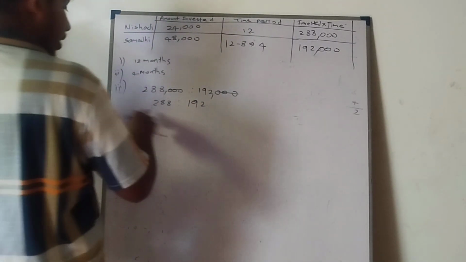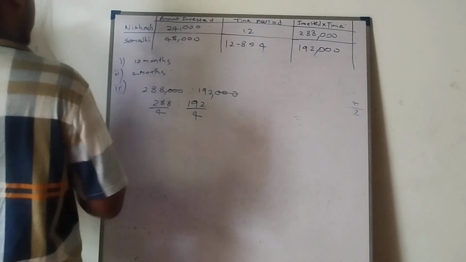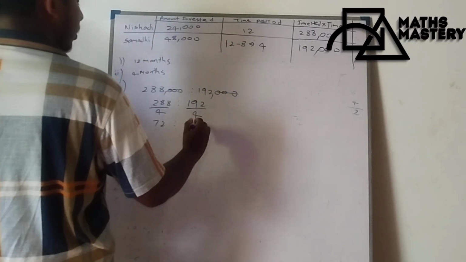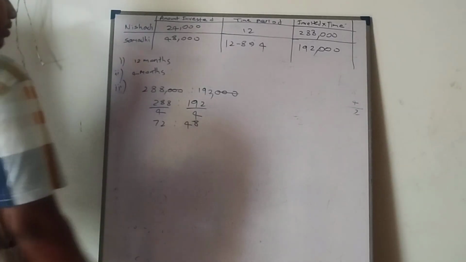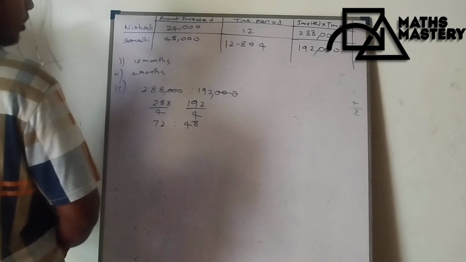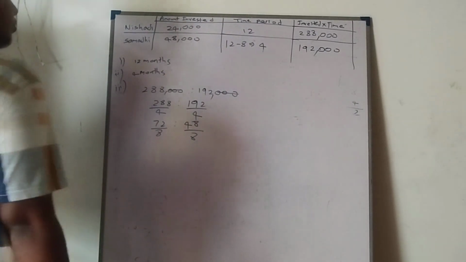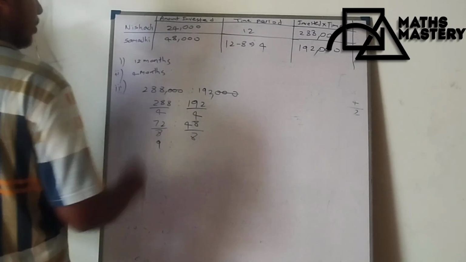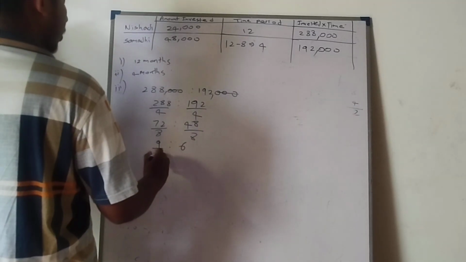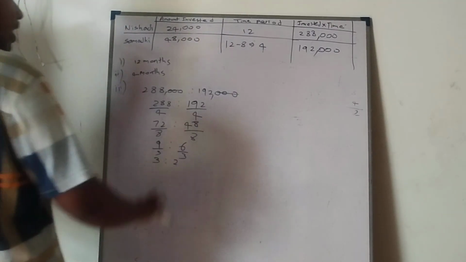So next, you can divide both the numbers by 4. If you divide this, students, you'll get the answer 72 here, and here you'll get the answer 48. So 72 and 48 can also be divided by a number. You can divide this by 8. If you divide 72 by 8, you'll get the answer 9. If you divide 48 by 8, you'll get the answer 6. Again, this can be divided. You divide by 3.